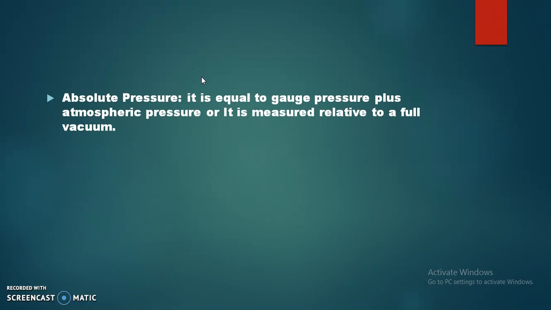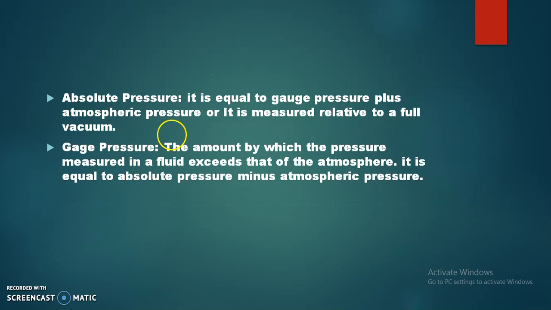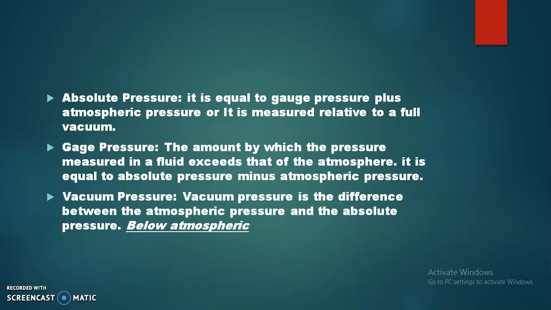Now we have to measure the pressure. We are going to measure the pressure in three different ways: the absolute pressure, the gauge pressure, and the vacuum pressure. Then what is the absolute pressure? It is equal to the gauge pressure plus atmospheric pressure, or we can say that it is a summation of the gauge pressure and atmospheric pressure. It is measured relative to a full vacuum.